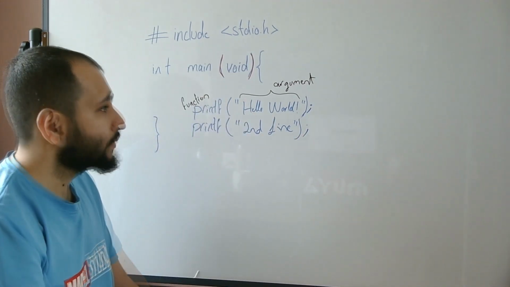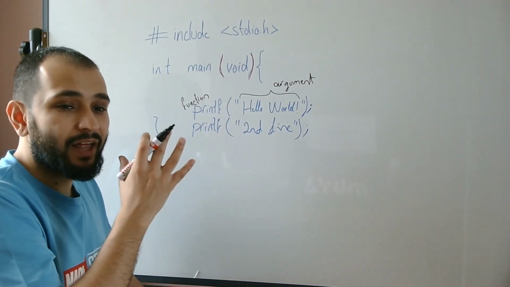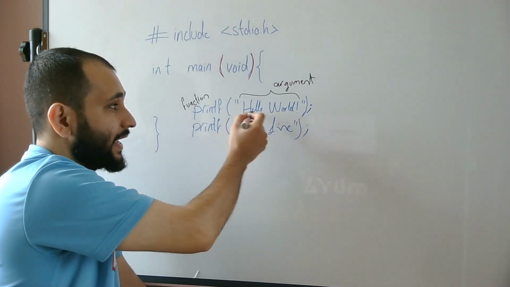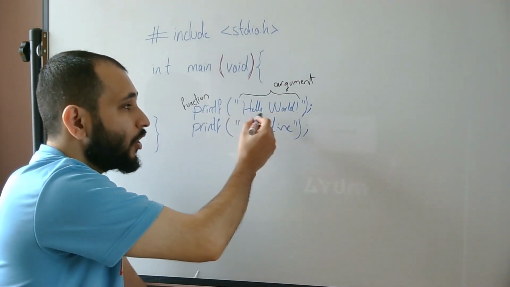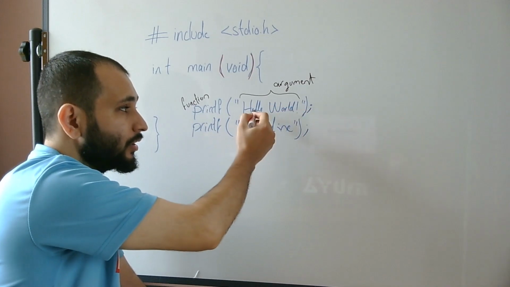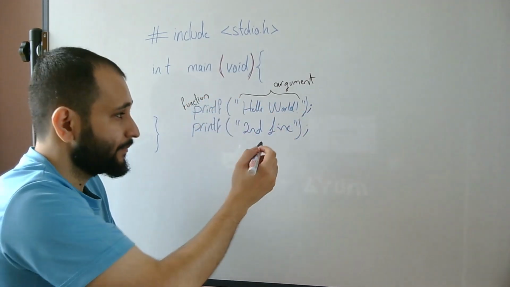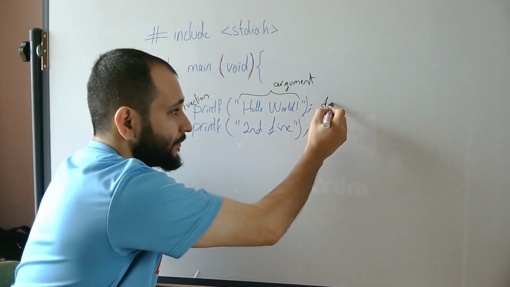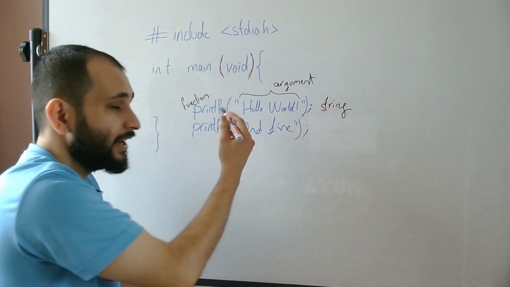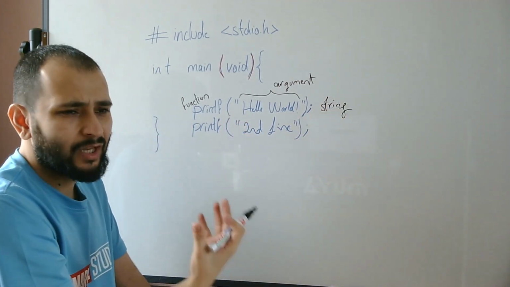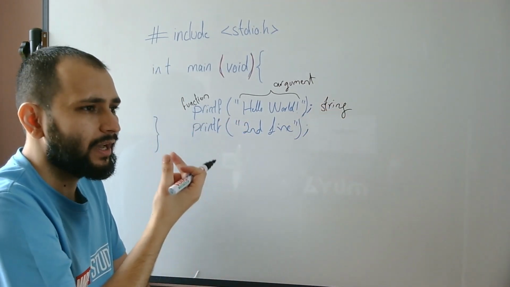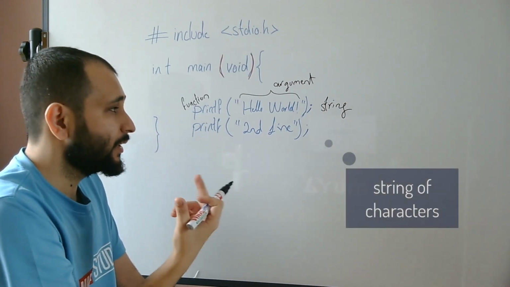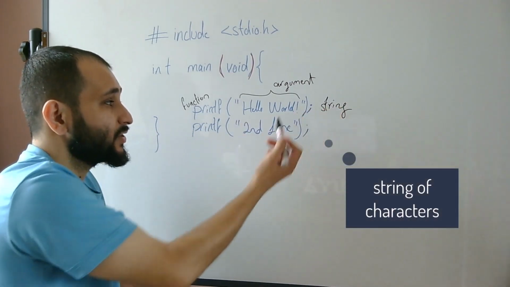It will output this argument on the screen, on the console window for you. So in the C programming language, the text in here is called a string. What we call the text in here, hello world, is a string. We usually refer to texts, it could be a word, it could be an alphabet, whatever it could be, as a string.